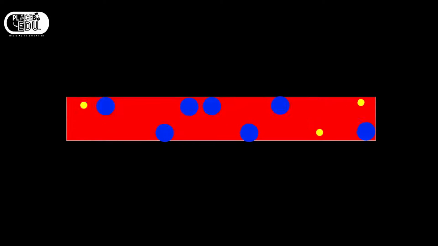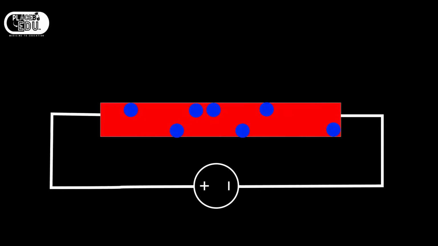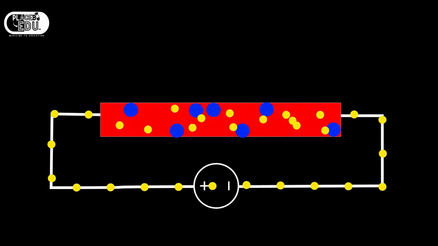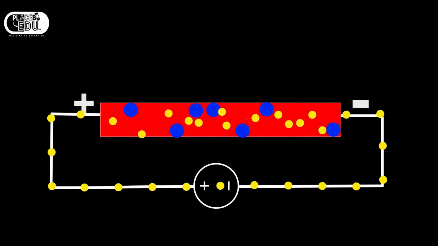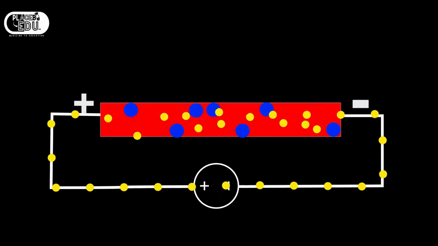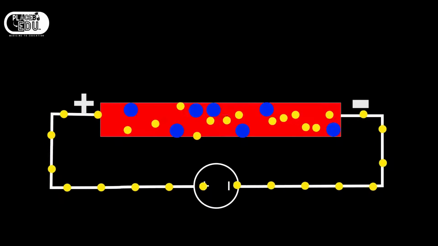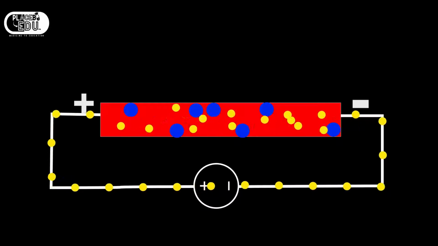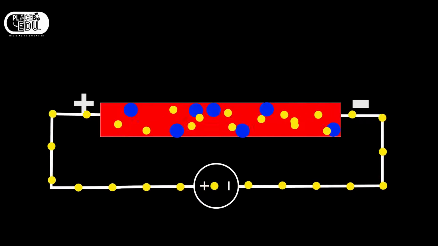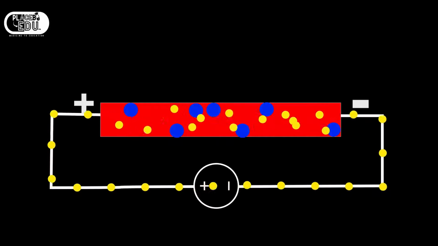Whenever I apply a voltage source to a conductor, this is positive and this is negative. Then the electrons which are freely flowing in the conductor will be attracted to that. Since electrons are of negative charge, these will be attracted to the positive side, and from the negative side electrons will be injected into the conductor, and this electron flow will cause the current. The flow of electrons is nothing but the current.